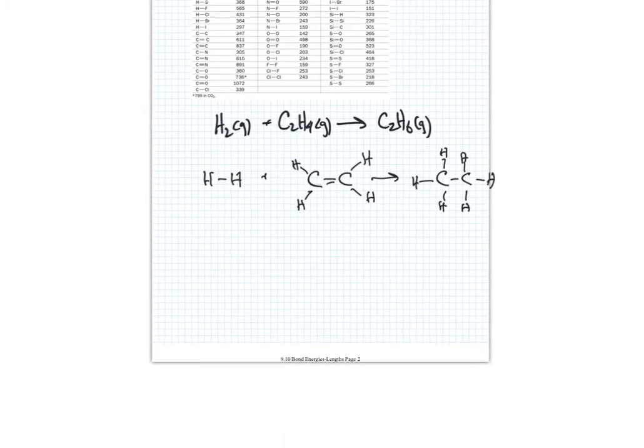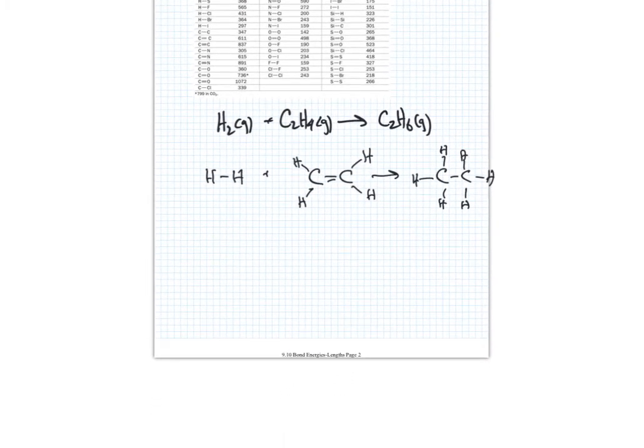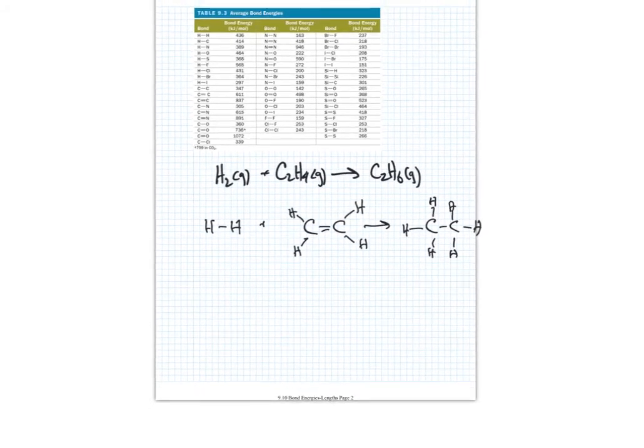Okay? So how do we tackle this problem? Well, we need our table of bond energies, just like we had before. The way to do this is to realize that when I break these chemical bonds, breaking this guy, there's actually two ways you can do it.